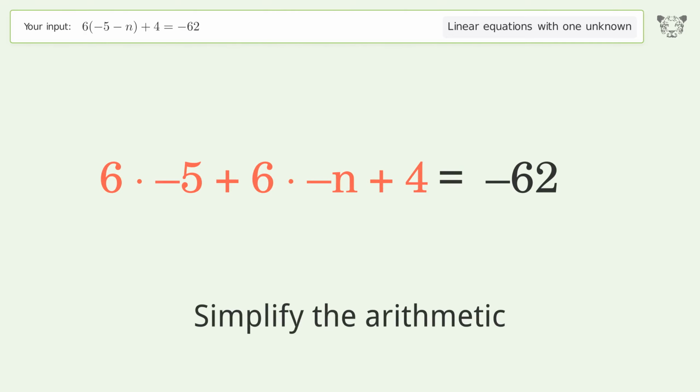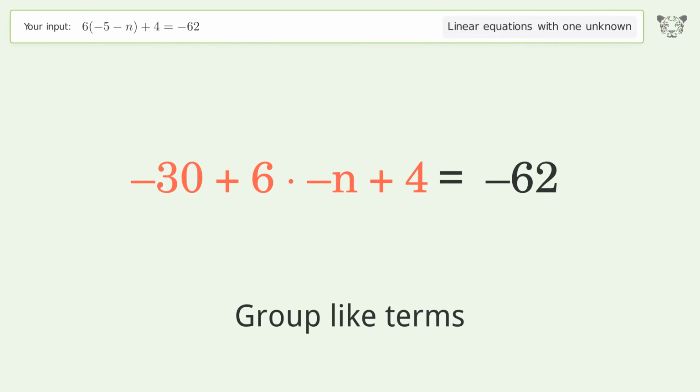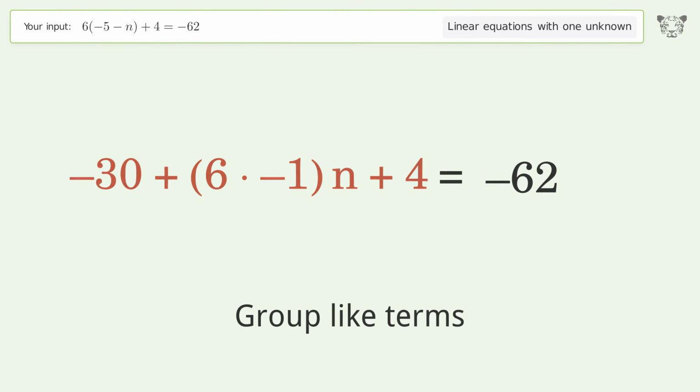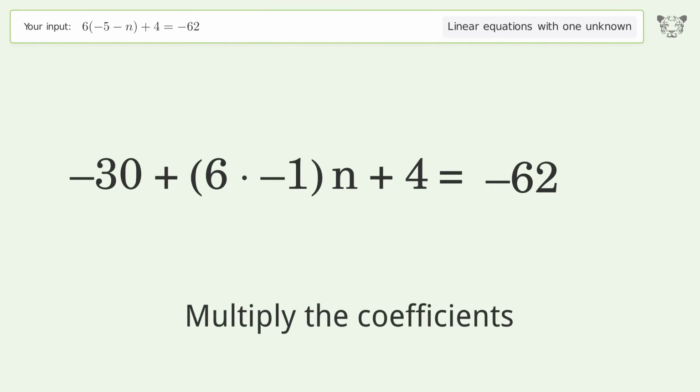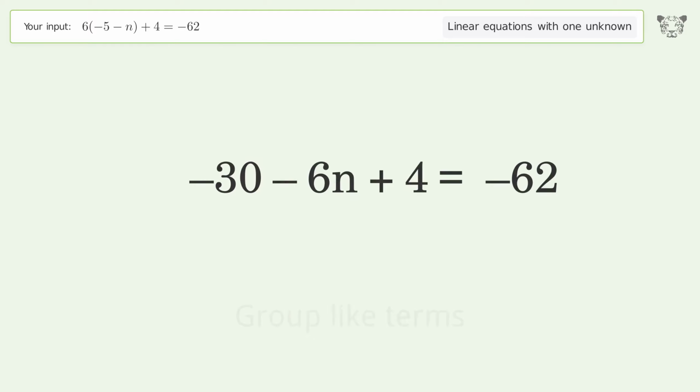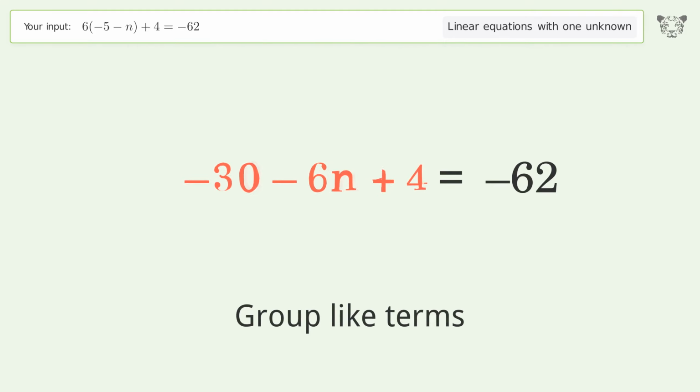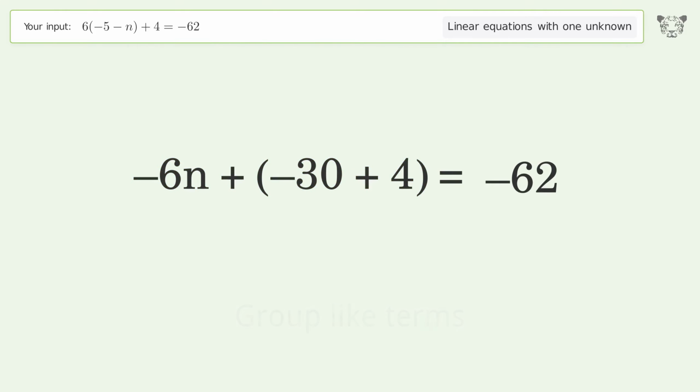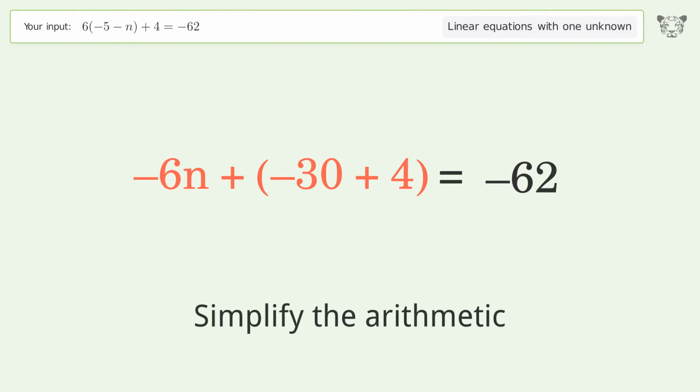Simplify the arithmetic. Group like terms. Multiply the coefficients. Group like terms. Simplify the arithmetic.